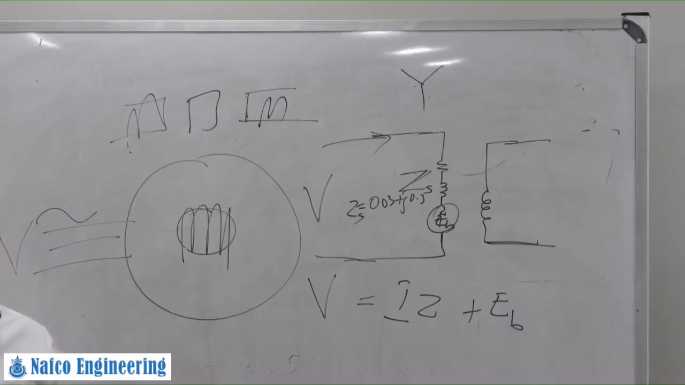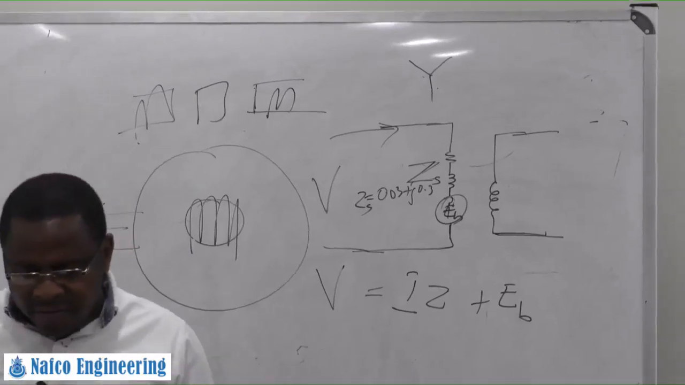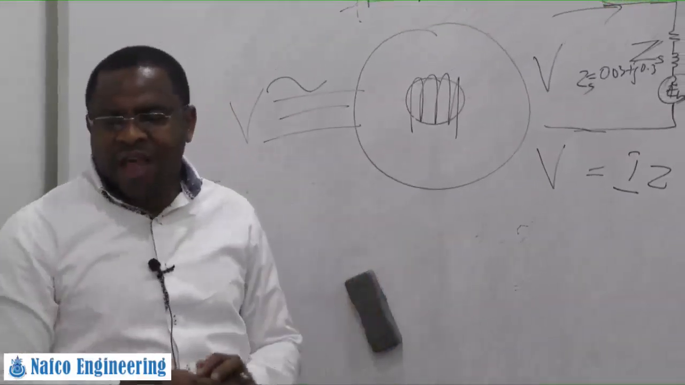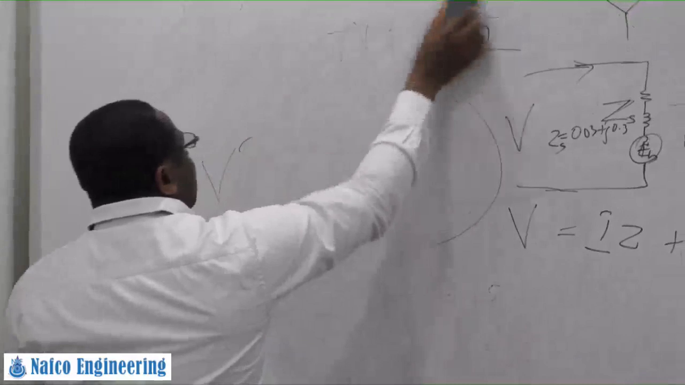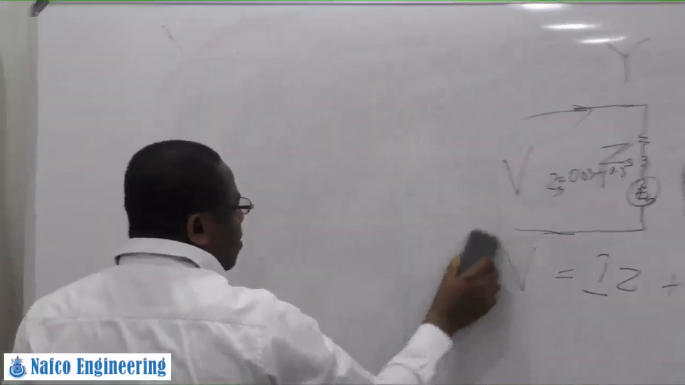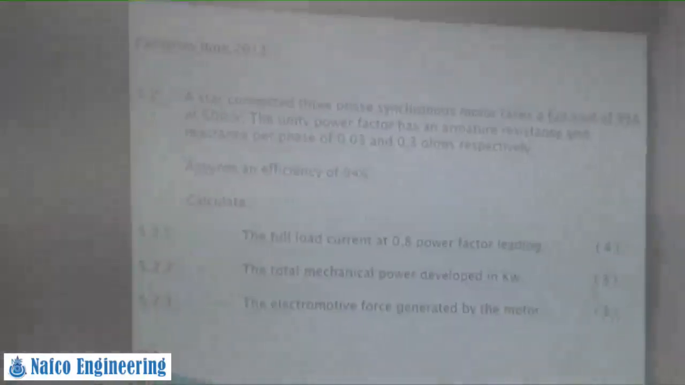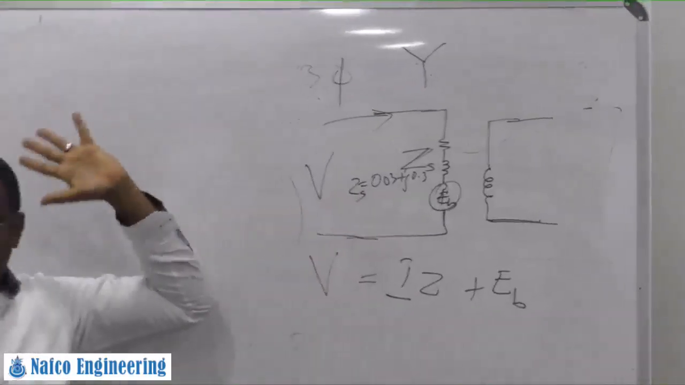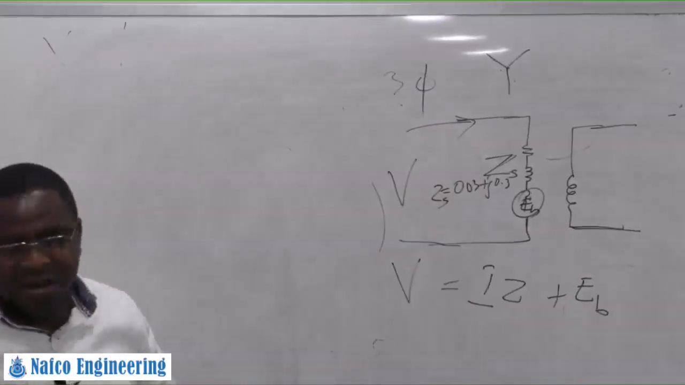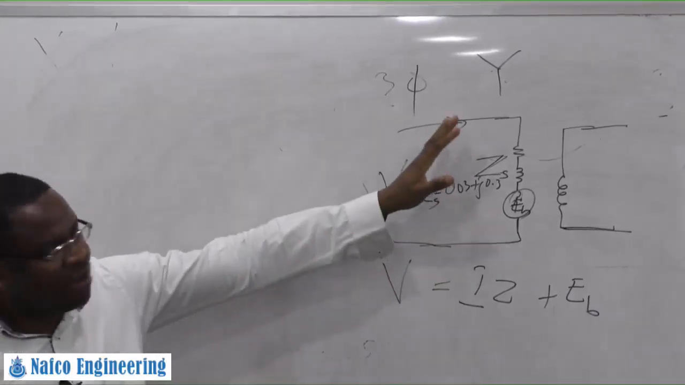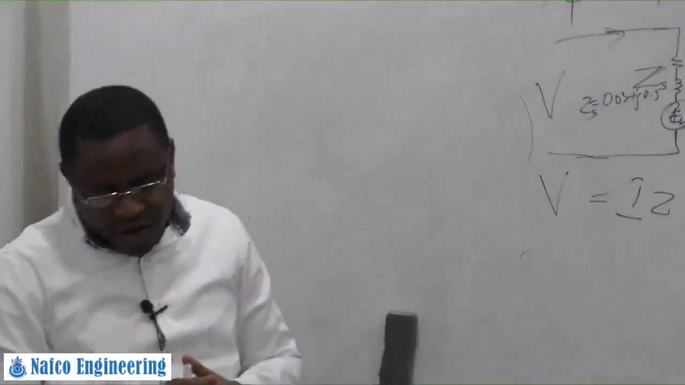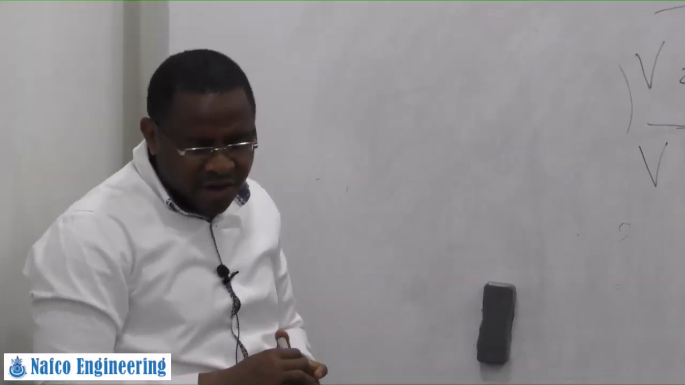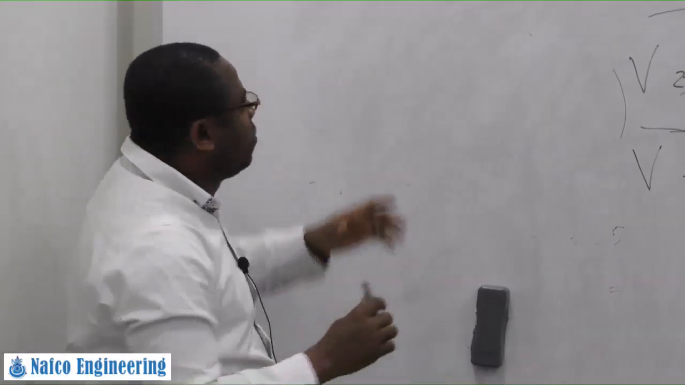Agreed? Now, and assume efficiency of 94. Efficiency 94. Now you are asked to calculate the rest. Remember what a three-phase system is. It's not a DC source. But just make sure that we know from the onset that this is a three-phase system, which is being represented as a single phase here. All right, they want us to calculate first the full load current at a power factor of 0.8 leading.